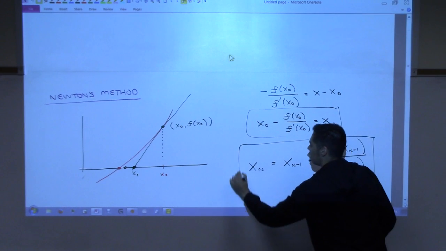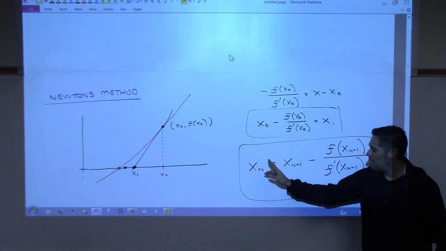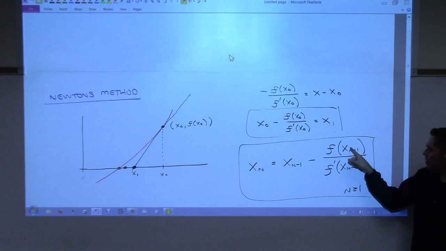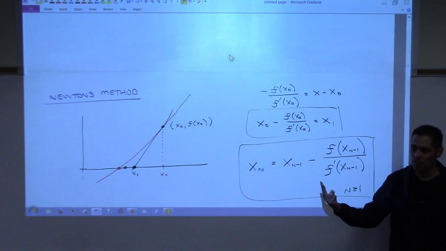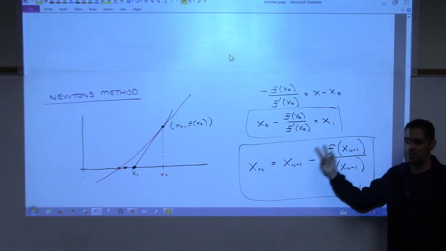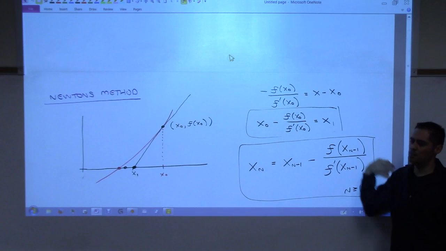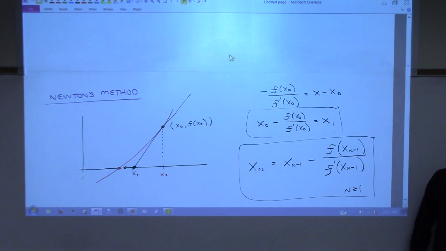So what your calculator does, very quickly, is this. It takes the derivative, it takes your initial guess, and then it plugs it in here, here, here, and computes. And that becomes the second number. And then it puts the second number into this, and that spits out the third number. Then the third number goes into this, and it spits out the fourth number. And it keeps doing that over and over. What is it decided? Gotcha. How does it decide to stop?